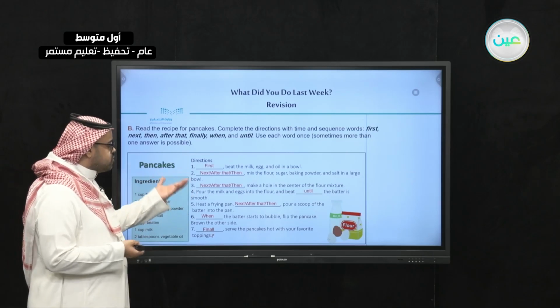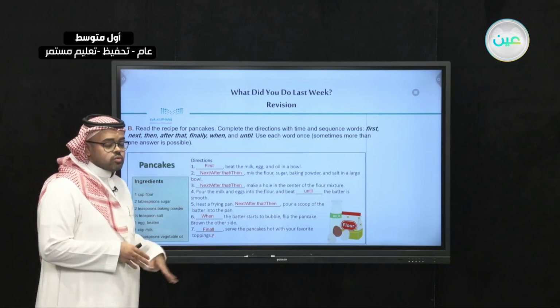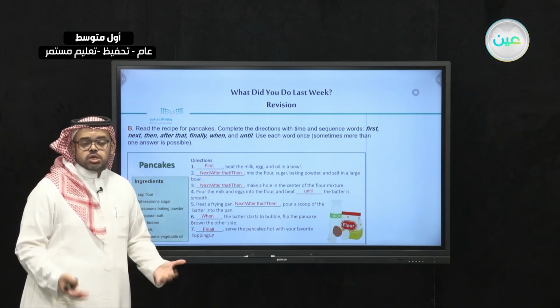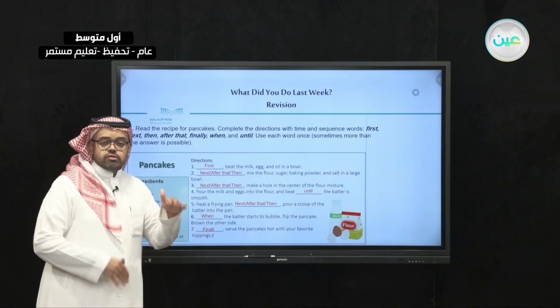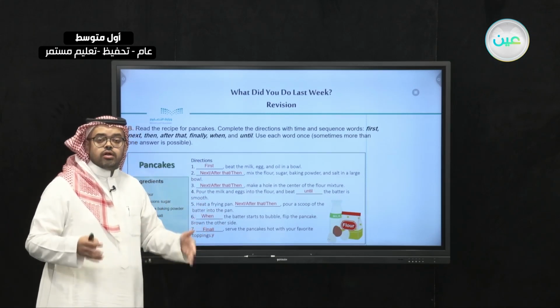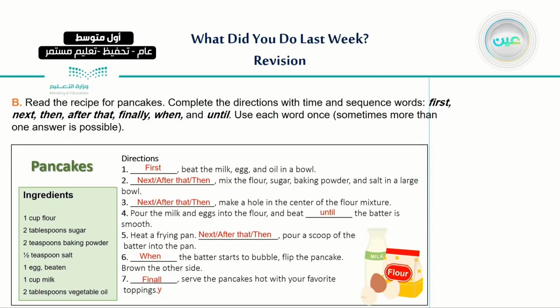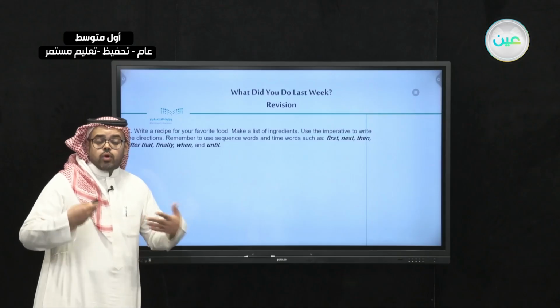Here we said that the most important thing is that we start with the first sequence word, which is first, and we end the instructions, as you can see here, with the word finally. What comes between these two, we can use either next or after that or then, with no specific order. So we have learned this, but also with exercise C, we made our own recipe.